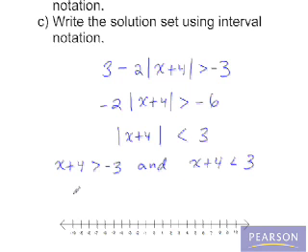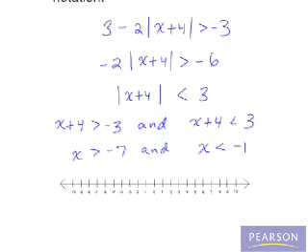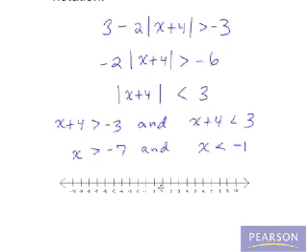And when we solve these two, we will get x is greater than, on the left we're going to subtract 4 from both sides, giving us negative 7. And on the right hand side, subtracting 4 from both sides, x is less than negative 1. So x needs to be greater than negative 7, and at the same time x needs to be less than negative 1.